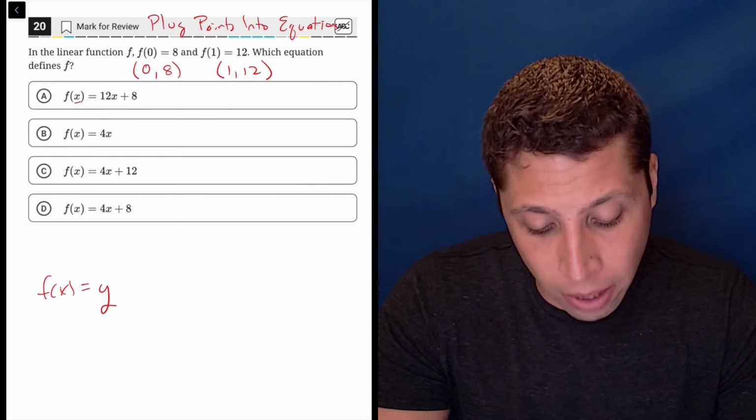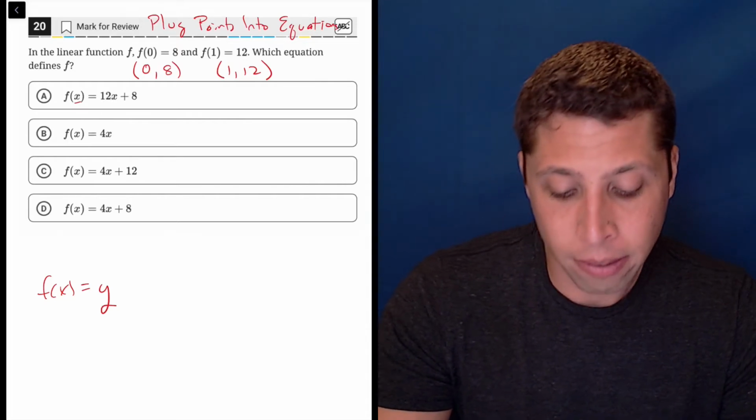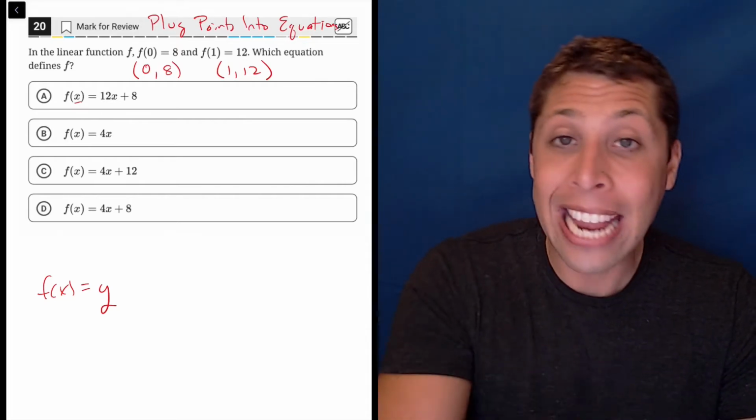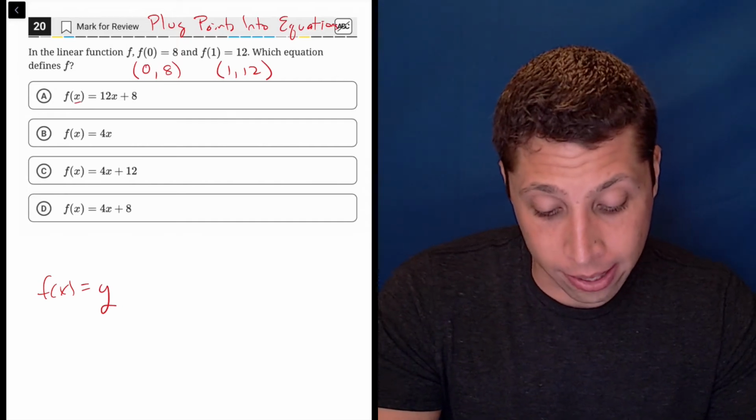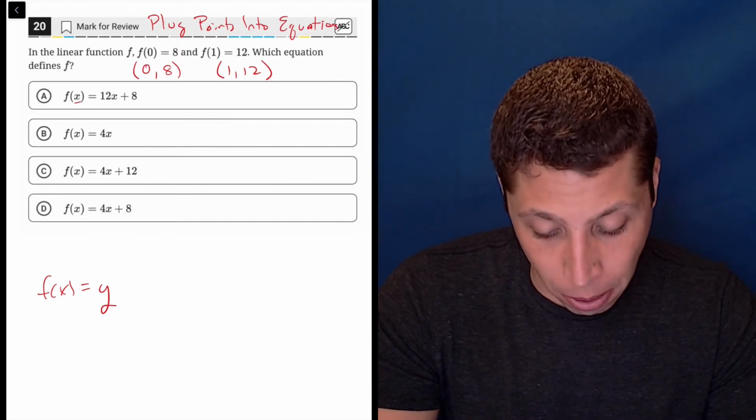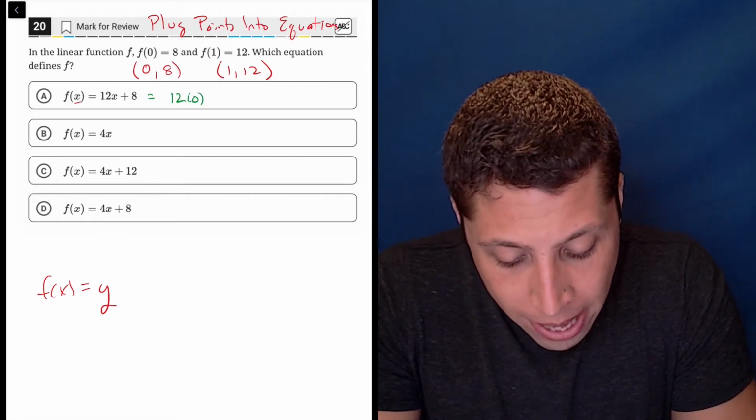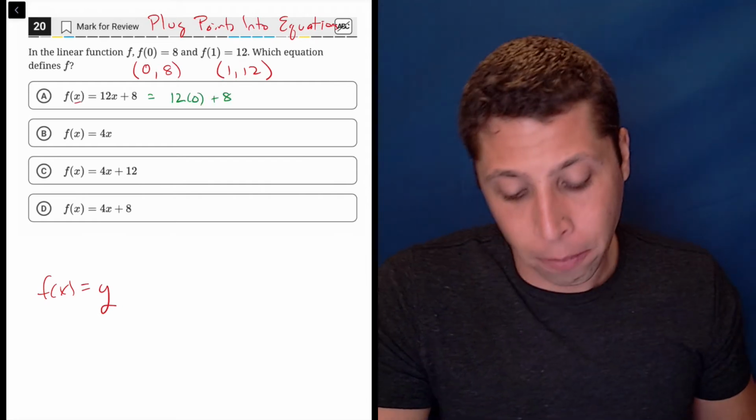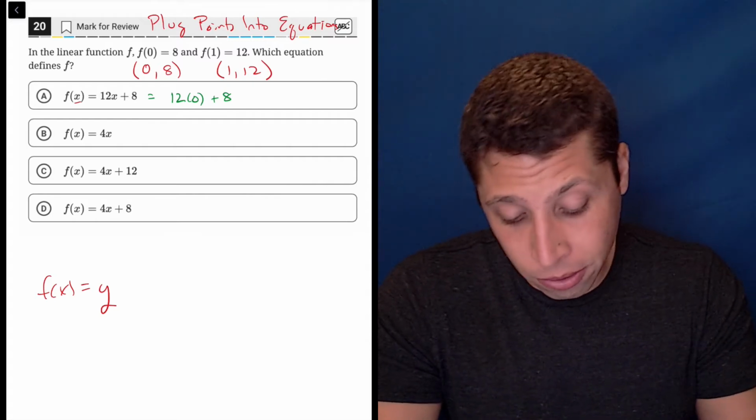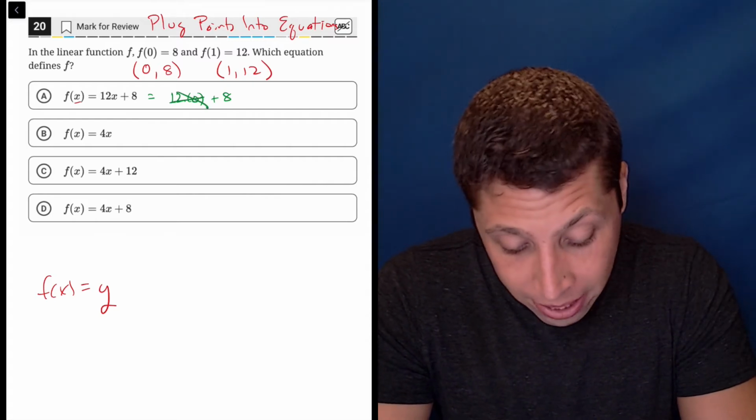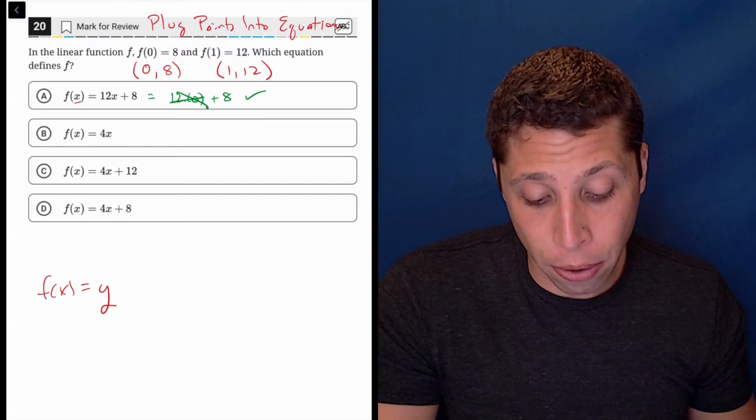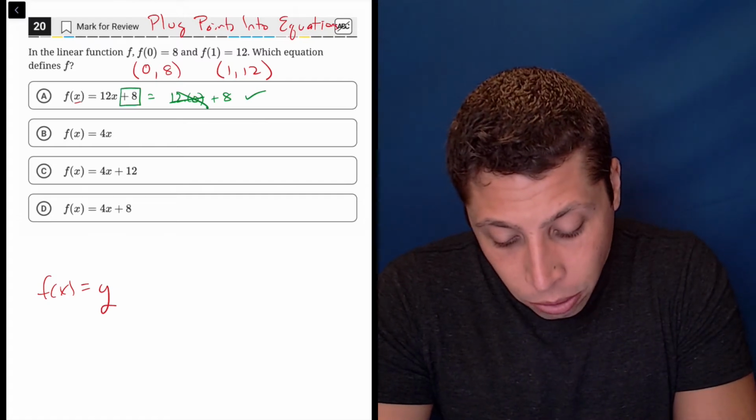And basically what we want to happen is that when we plug in the 0 for the x, we get an 8 out. So the lucky thing is 0 is a very convenient number. When we plug it in, I'll show you in choice A, it makes the thing it's attached to disappear. So 12 times 0 is just 0. So 0 plus 8 is 8. So that checks out. And if we notice, that's also this number at the end.